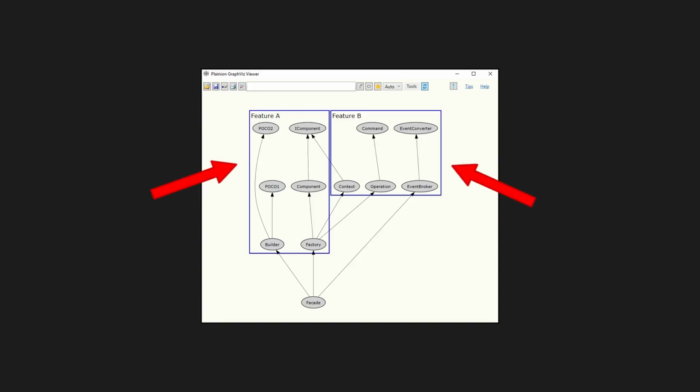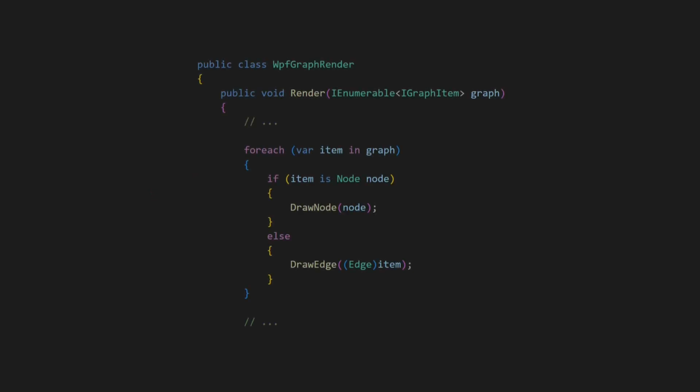Now, for the next version of this software, a change is requested. It should be possible to group parts of such graphs into clusters. Unfortunately, the current design is not prepared for graph items other than nodes and directed edges. So to support clusters, we have to modify the existing render function.